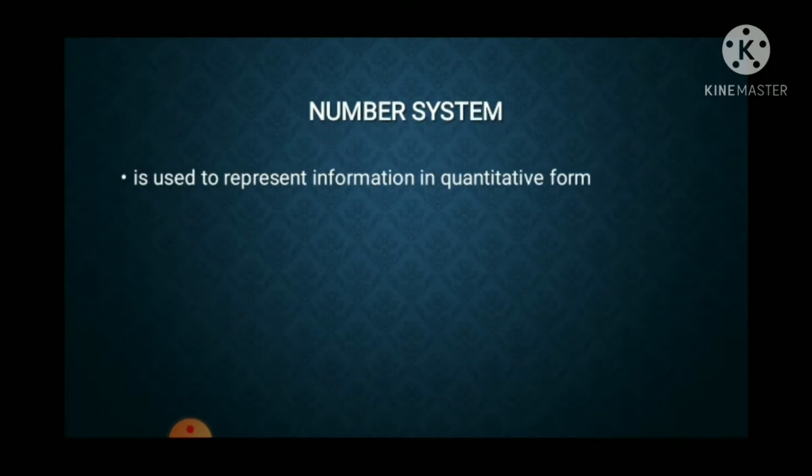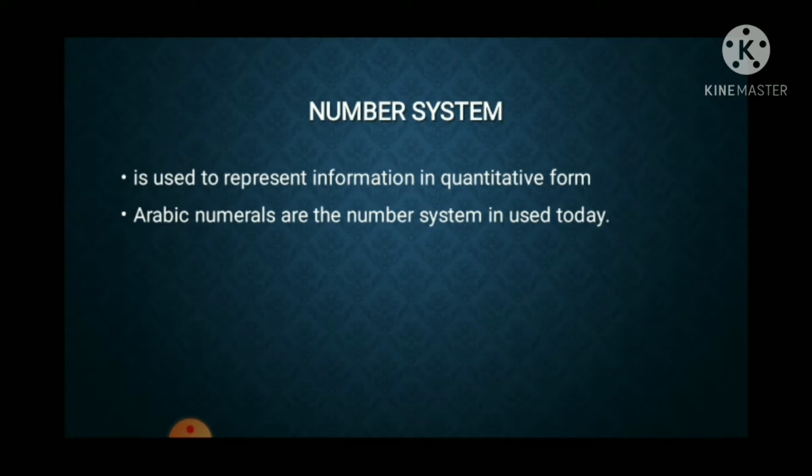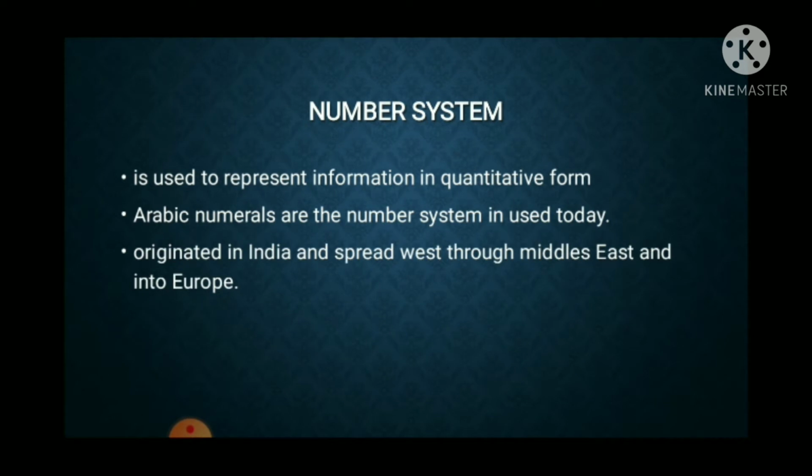What is number system? It is used to represent information in quantitative form. And what is quantitative? It is the value of data in the form of counts or numbers. One number system that we are using today is called Arabic numerals. It is a set of 10 symbols. It includes 1, 2, 3, 4, 5, 6, 7, 8, 9, and 0 that represent numbers in the decimal number system. It originated in India and spread west through Middle East and into Europe.